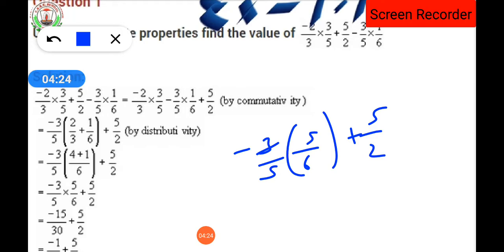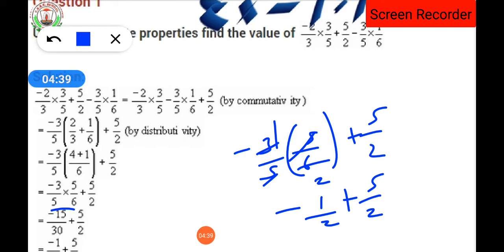Now multiplying this, here it will get cancelled, one time and two time. 5 will get cancelled. What equation is left out? That is minus 1 by 2 plus 5 by 2. This is the equation left out after cancellation. In the solution given on the screen, it is directly multiplied. But if you want to cancel the numbers, we can cancel, and after cancellation the answer will come the same as this one.